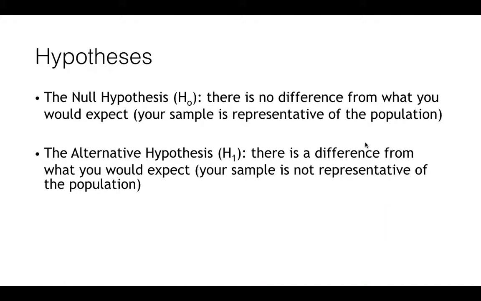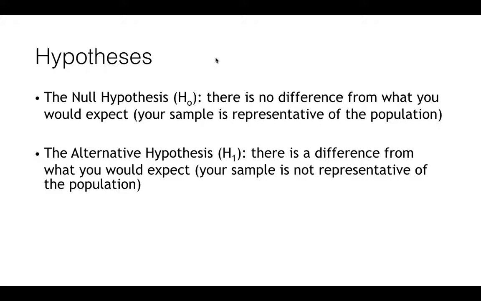So we asked these teachers. When you start your chi-squared test, you need to write two hypotheses, and this is always the case. The null hypothesis is that there is no difference from what you would expect, so your sample represents the population. The alternative hypothesis is that there is a difference from what you would expect, that your sample is not representative of the population.